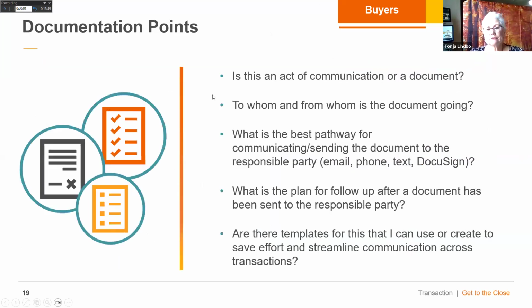So these are documentation points that you need to ask yourself: is this an active communication or a document? Even when you send a DocuSign, text your people and say, "Documents just sent. Call me if you have questions." And always double check who's getting the document after it gets signed. And of course, always put it into your command. What is the best pathway for communicating, sending the document to the responsible party?